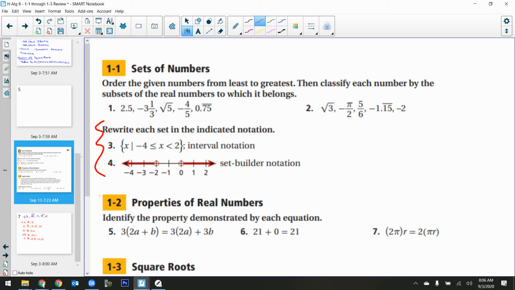If you're struggling, feel free to flip back in your notes and think, okay, what was this now? What do we have, bracket, parentheses, infinities? It's been a long time since we learned this, right?